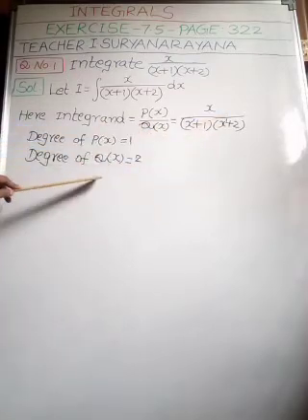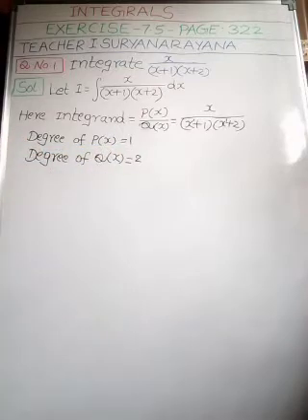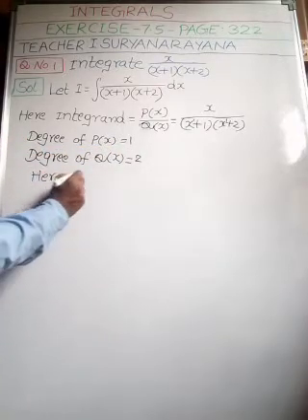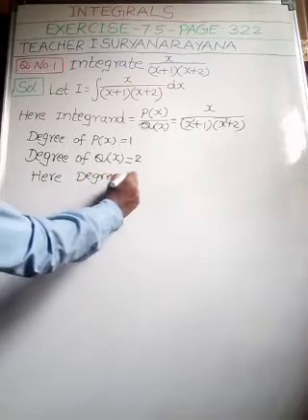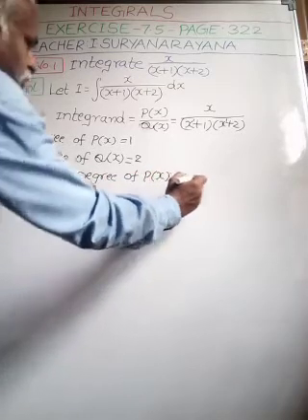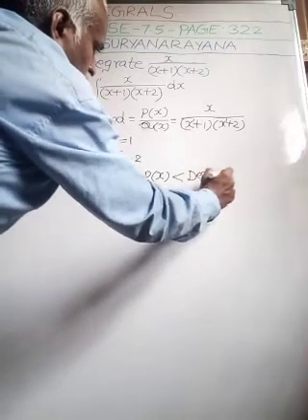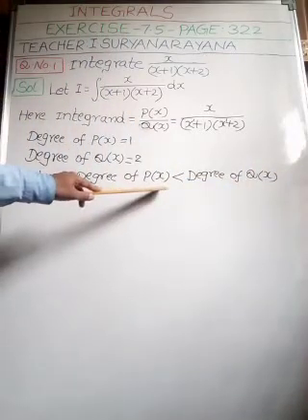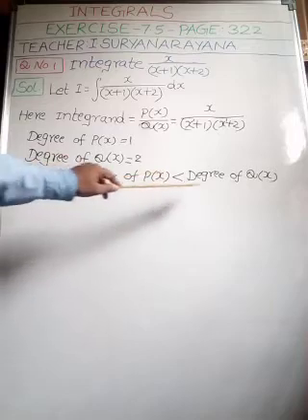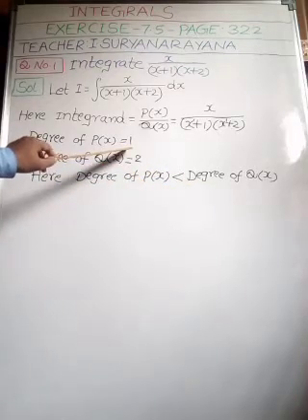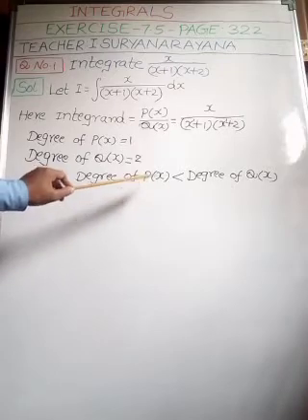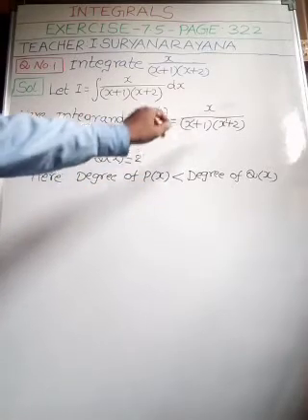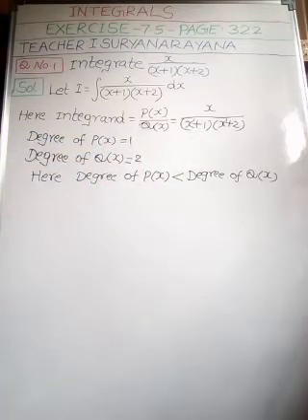Okay, my children. Right. Then the degree of p of x is 1. First we have to confirm whether the degree of p of x is less than the degree of q of x or not. Yes, 1 is less than 2, isn't it, my children? Therefore, the given rational function is a proper rational function.